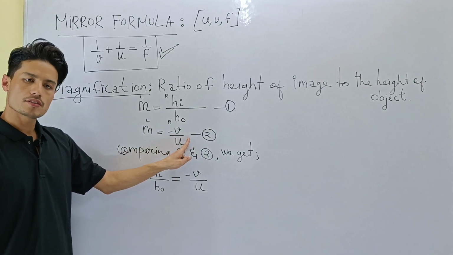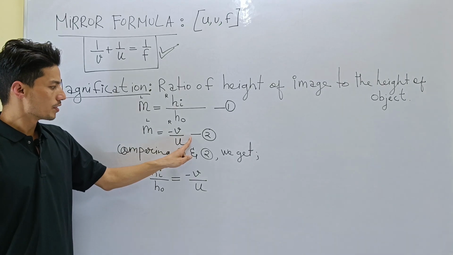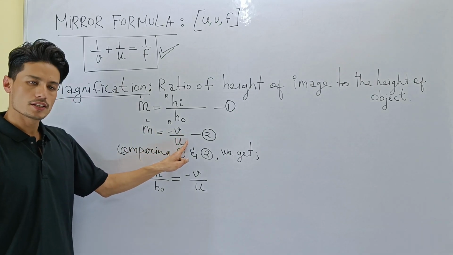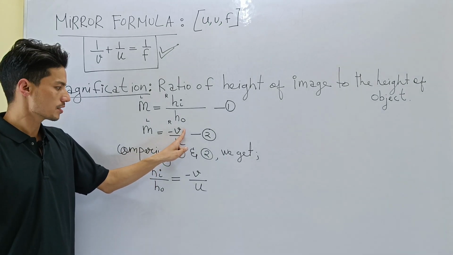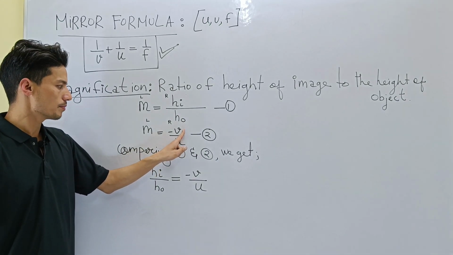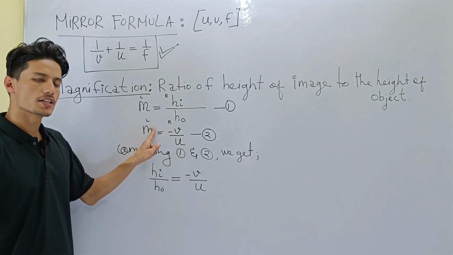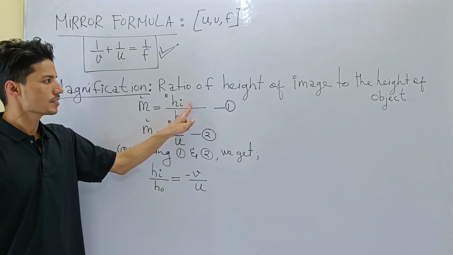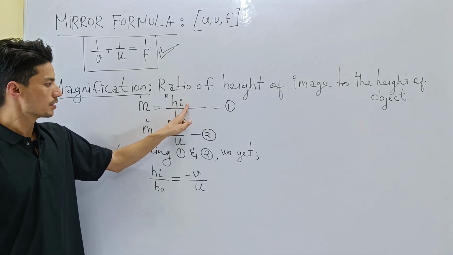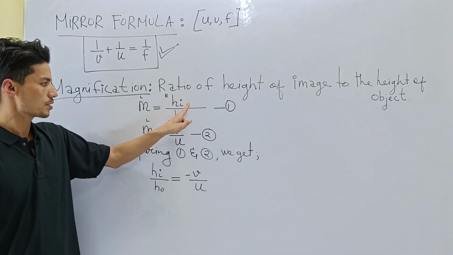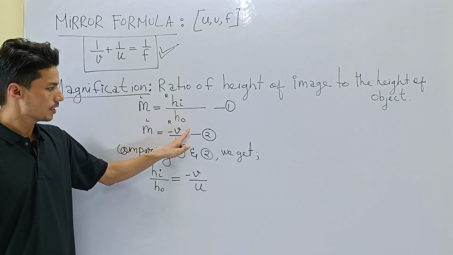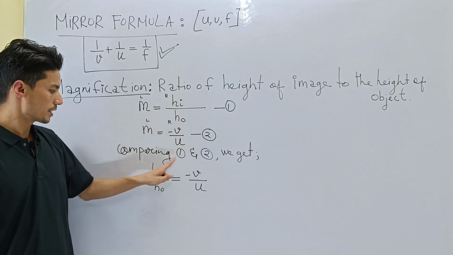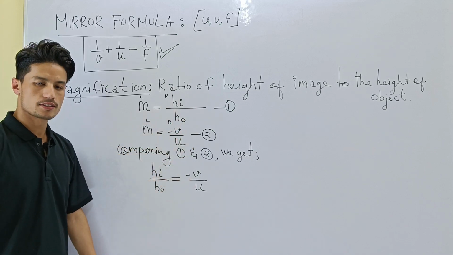In the second formula, we find magnification with the values of image and object. We are dividing the image distance with the object distance. On dividing the image distance with the object distance, we can find magnification. In equation 1, the formula of magnification is we divide the height of the image with the height of the object. So magnification has two formulas. Comparing equation 1 and equation 2, you will get another formula which will look like this.